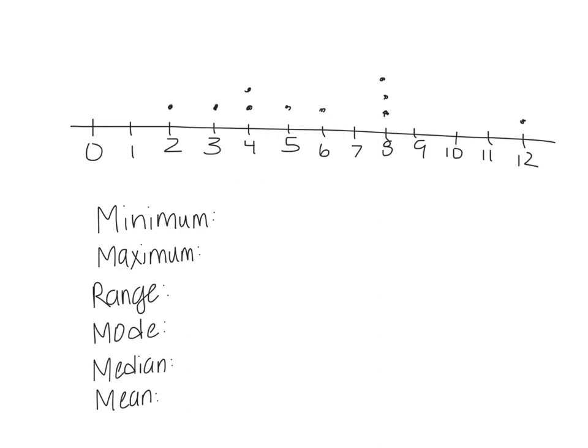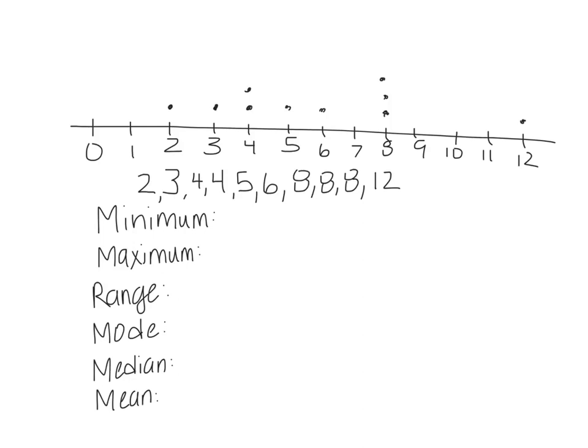So I have 1 dot above the 2, so that means I have a 2, 1 dot above the 3, 2 dots above the 4, so that means I have 2 4s, 1 above the 5, 1 above the 6, 3 above the 8, so that means I have 3 8s, and then a 12. So now this set of numbers is a lot easier for me to find these data landmarks for than these dots. So I'm going to go ahead and use these numbers then.